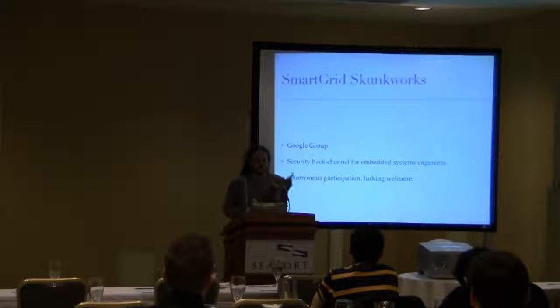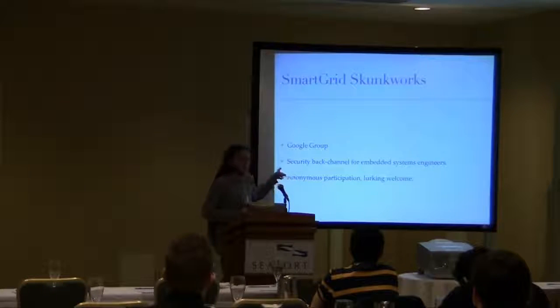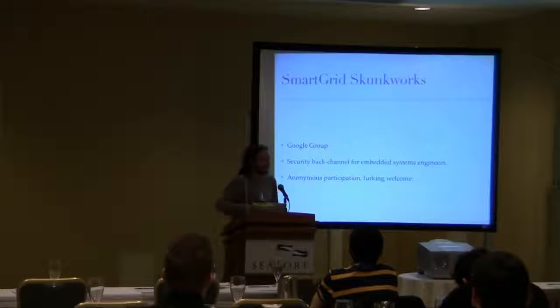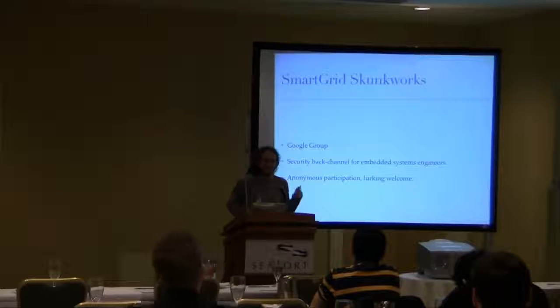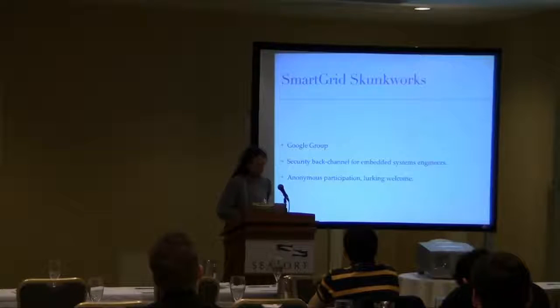I started a mailing list called Smart Grid Skunkworks on Google Groups as a security back channel for embedded systems engineers working with Zigbee and smart meters. This is a place in which you can post an anonymous question. Hey, will this lead to problems later? Things like that. And it also allows for vulnerability announcements. So the people designing these products can receive the information about how the libraries they've copied are vulnerable so that they know when they need to upgrade when their vendors aren't telling them.